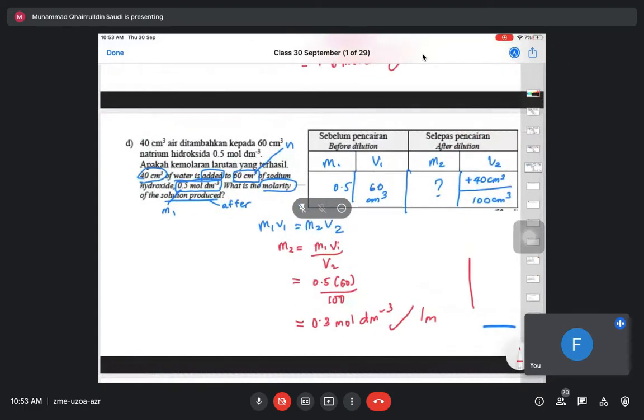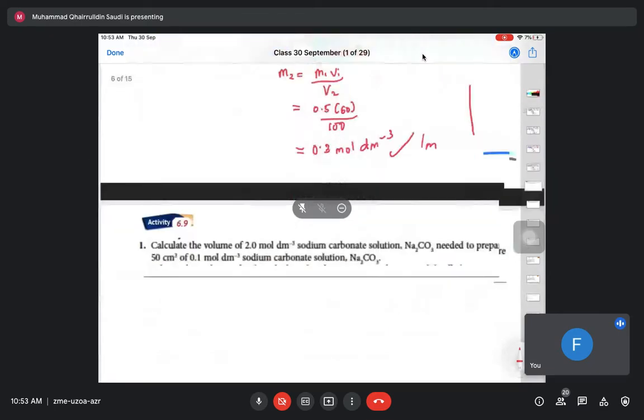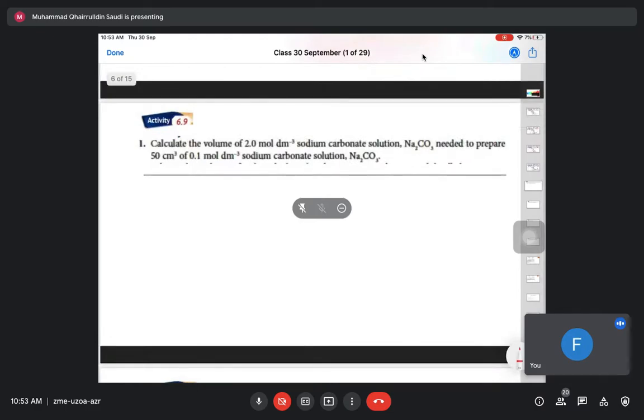Settle with our module. We will come back to our module later. Now, let's discuss activity 6.9 first from your textbook. So, open your notebooks. Activity 6.9 first. We will come back to our module later.